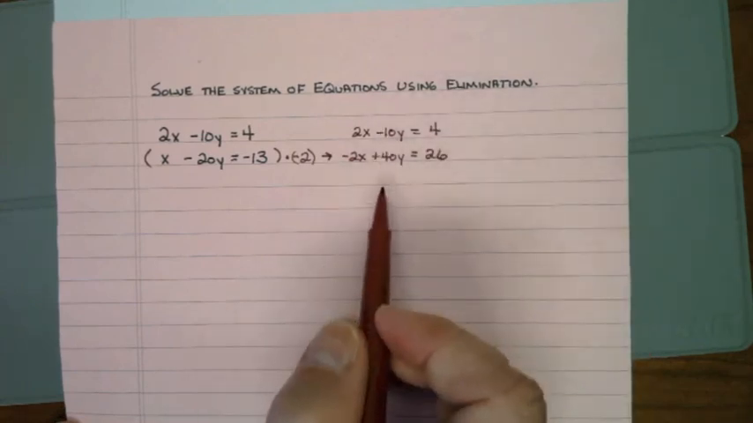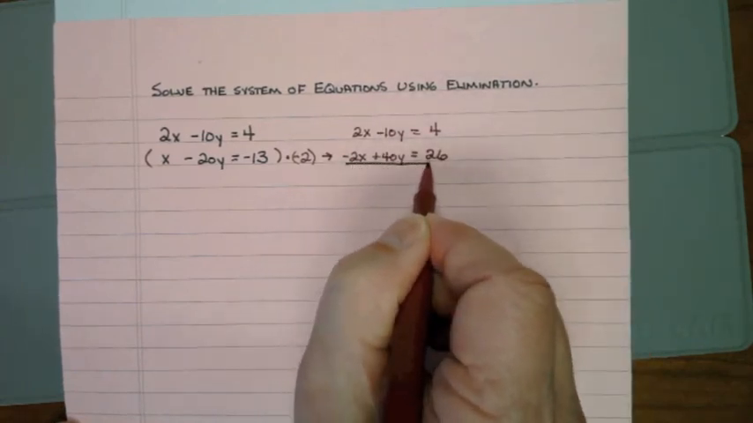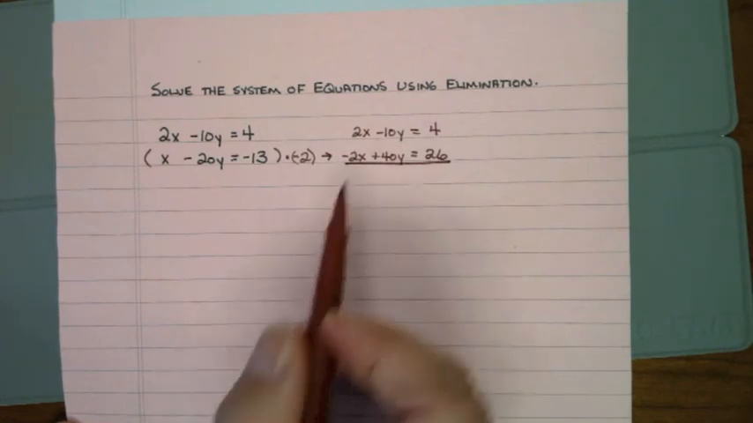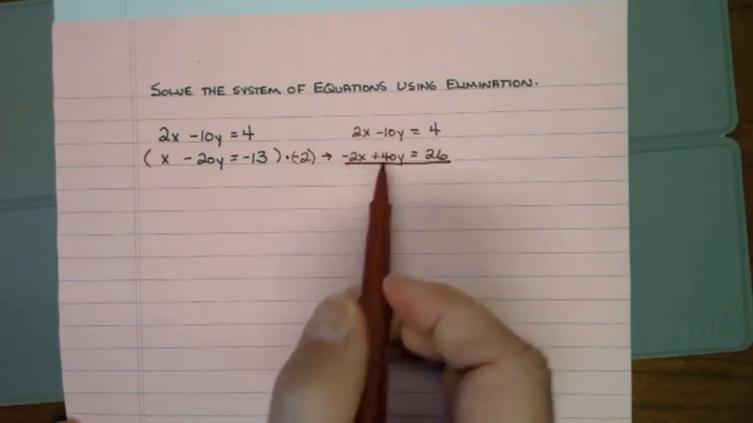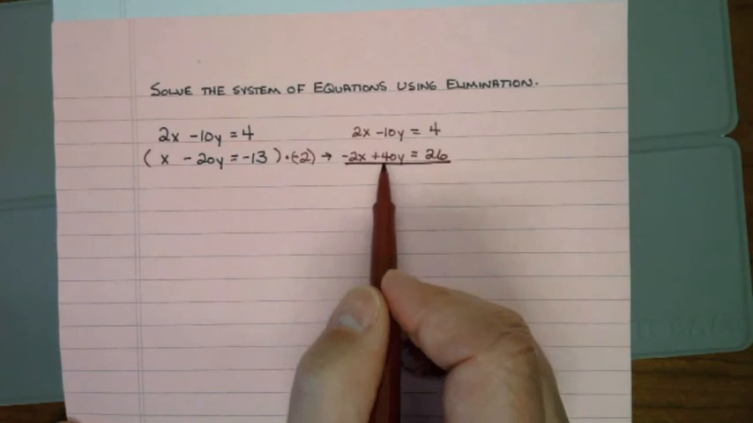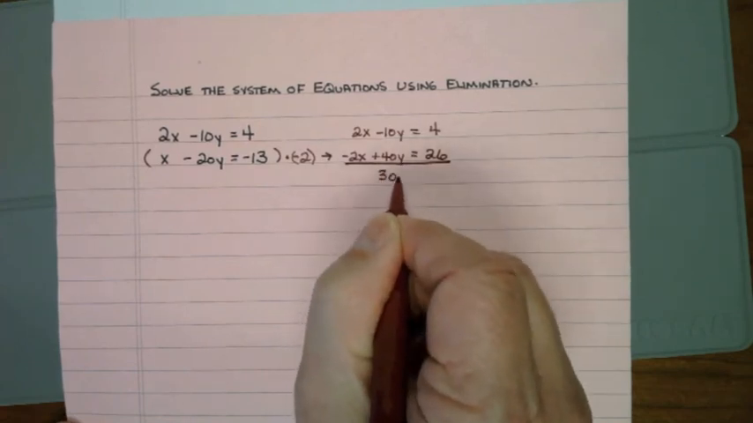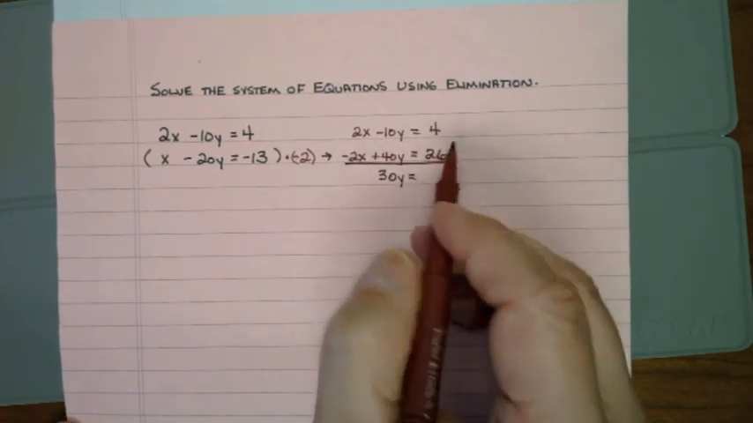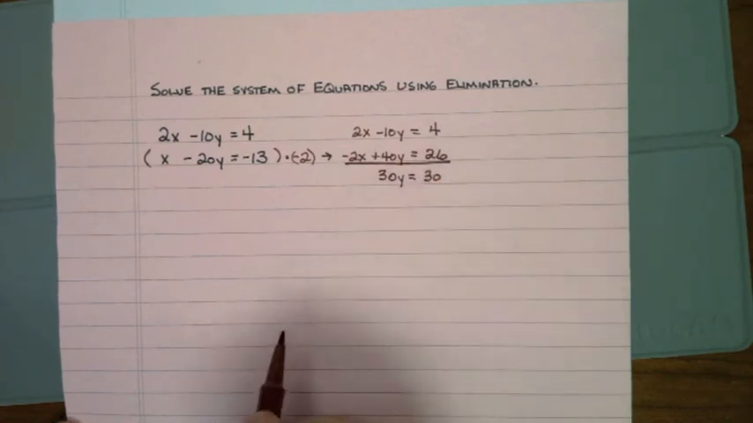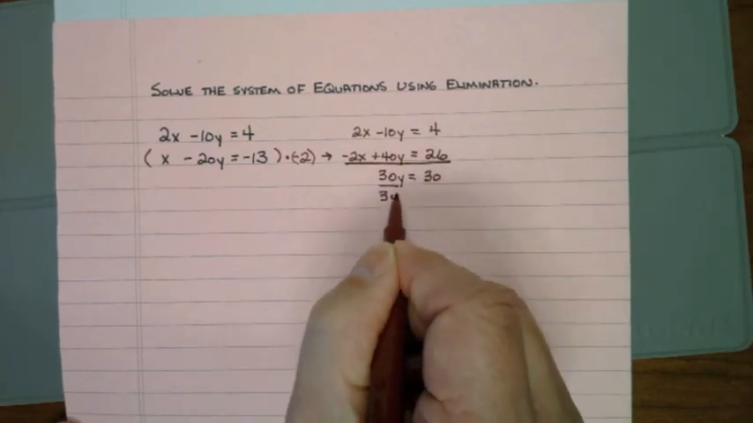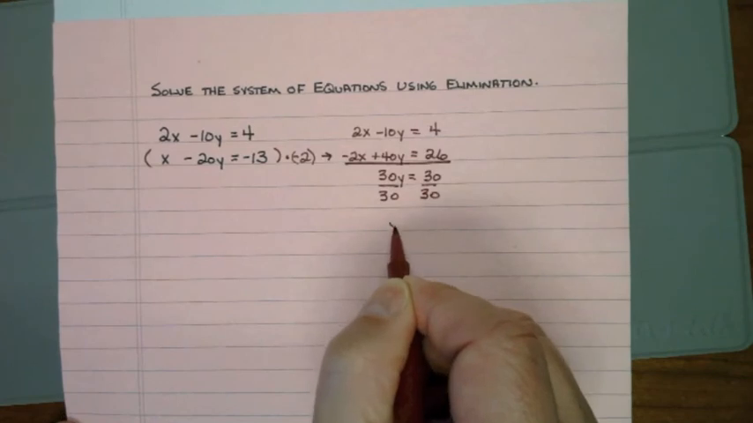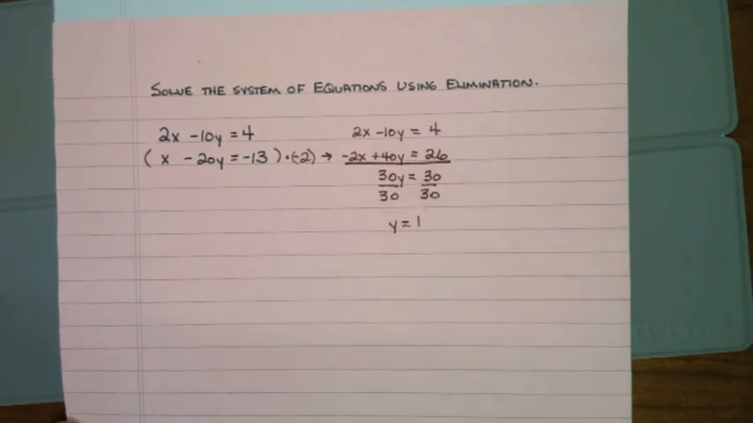I'm going to combine these two together. When I combine these two together, what's going to be eliminated? The x's are going to be eliminated. Negative 10y and positive 40y give me 30y. And 4 and 26 give me 30. Divide both of these by 30. Y is equal to 1.